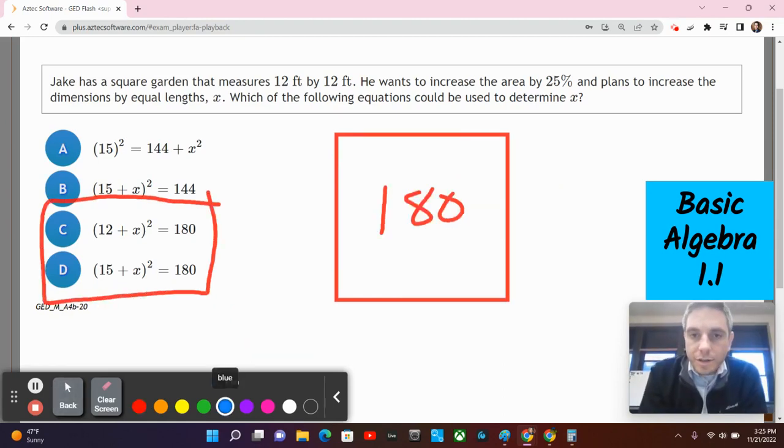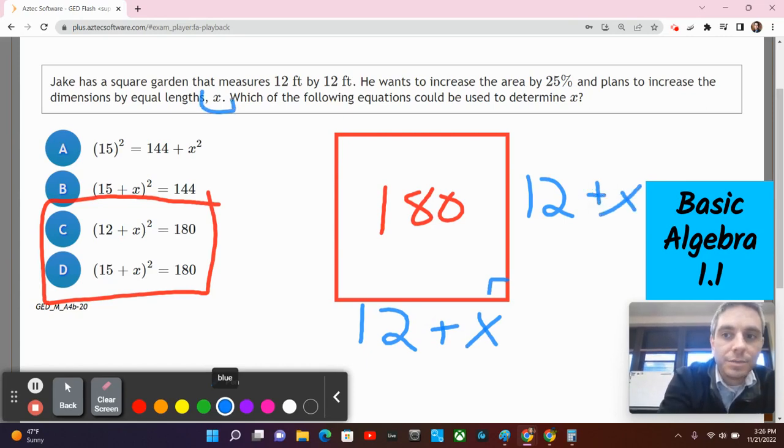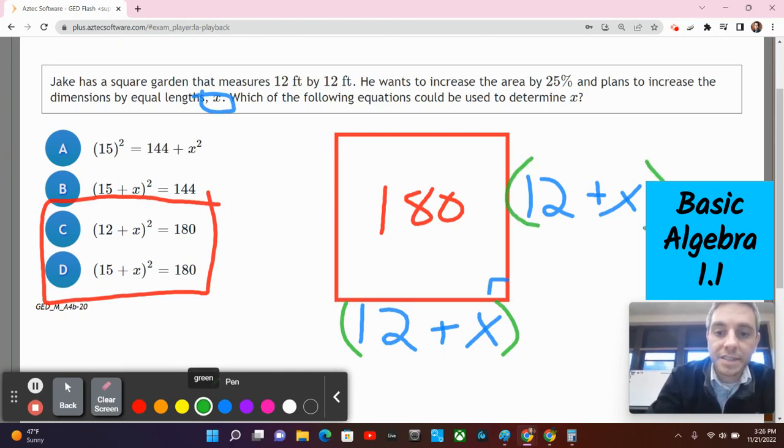So now what I want to do is try to get a more accurate model of where this 180 came from as an area. So I've redrawn my square a little bit bigger with 180 on the inside representing the area or space occupied there. What we do know is that each length has 12 feet involved, but we're also adding some unknown value, which they're calling x. It says we want to increase the dimensions by equal lengths, x. So in algebra language, I would express that like this: 12 plus x, 12 plus x.